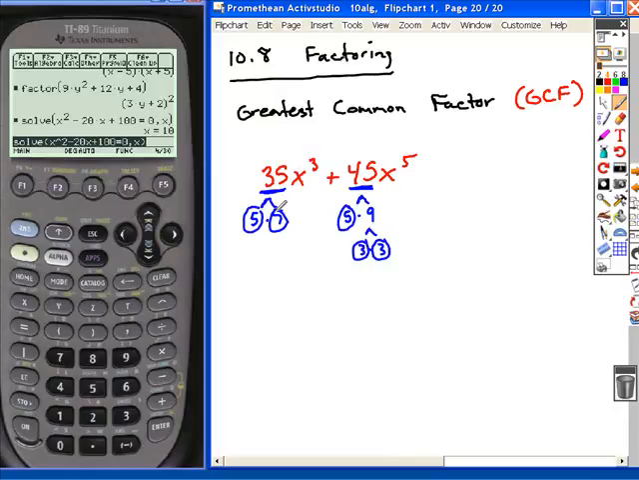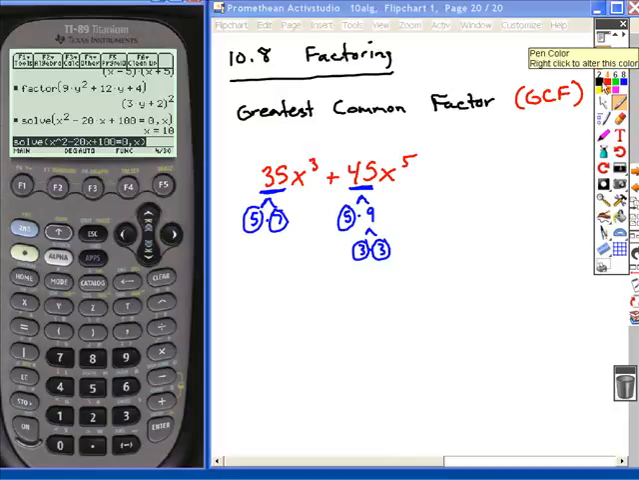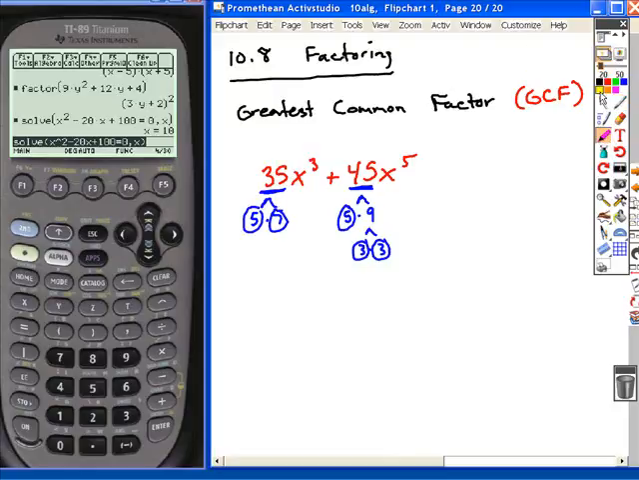So if you take all the common ones, what would that be? 5, it has 5 in common. Is there any other factor that it has in common? No. So when you factor that out or find your greatest common factor, you can remove a 5. And then how many x's can you remove? What's the largest number of x's that are contained in both of those terms? 3. So you can remove an x cubed. So this right here would be your greatest common factor.